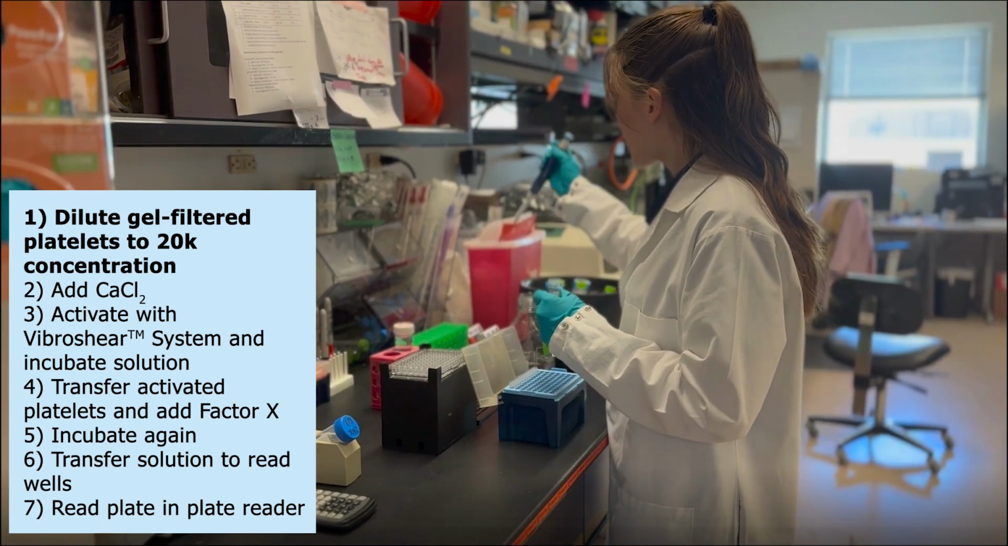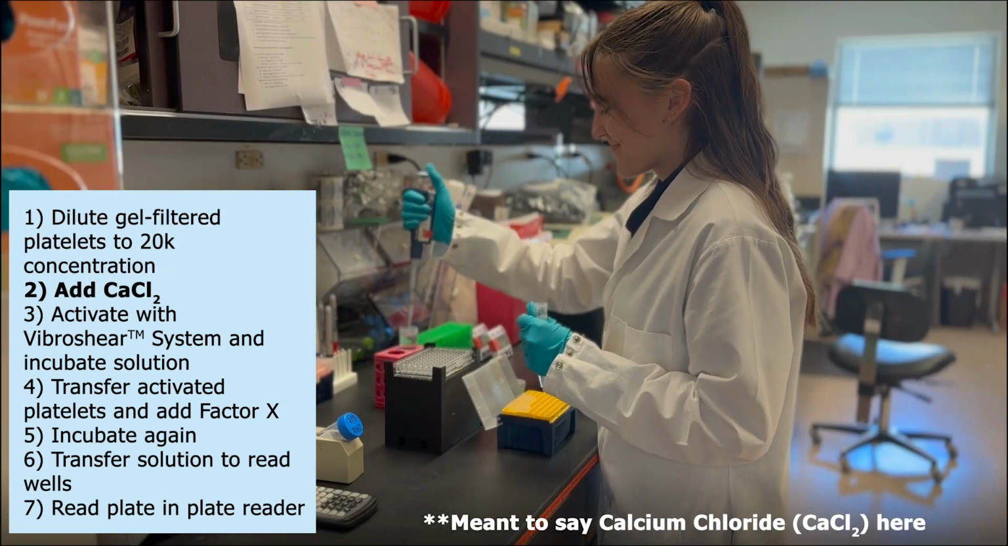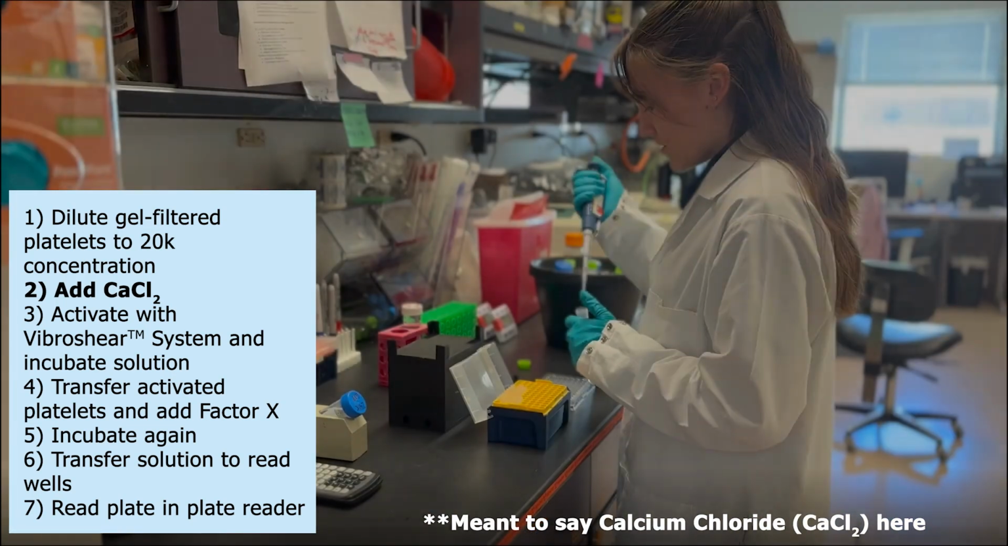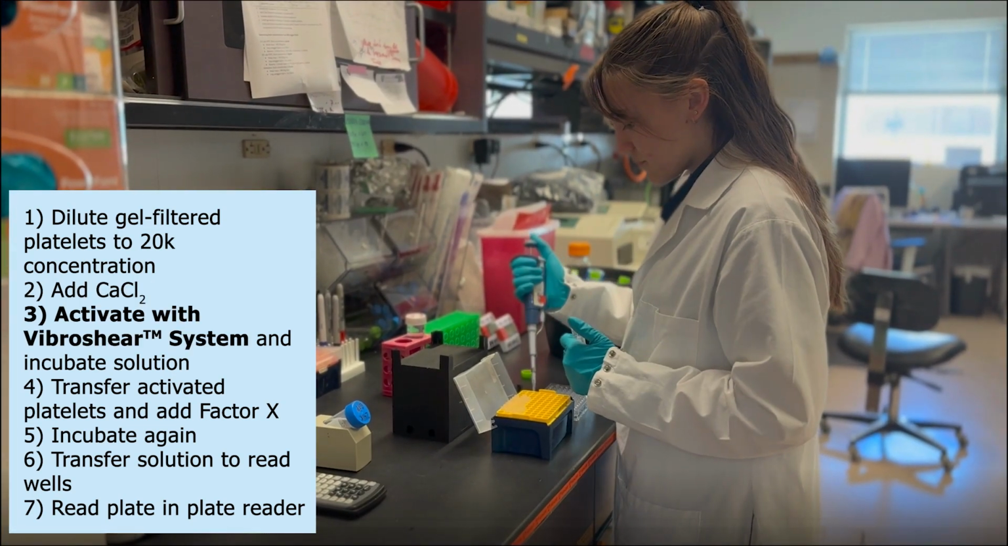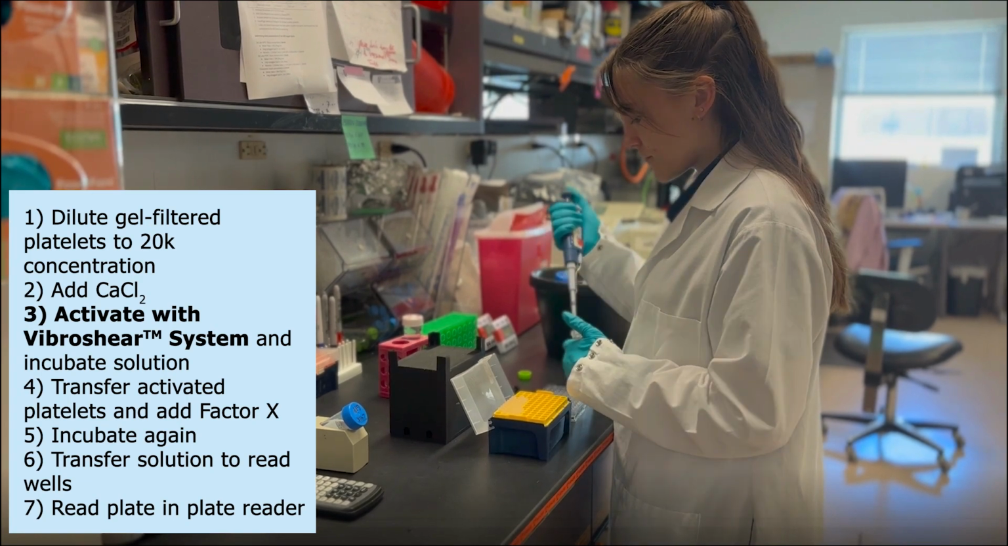After creating the reagents needed for the PAS assay protocol, we need to create 20K GFP by diluting it with a platelet buffer. We then add chromozyme TH, which will slightly speed up platelet activation. Next, we'll fill the proper wells with our GFP solution and activate using the Vibroshear system.